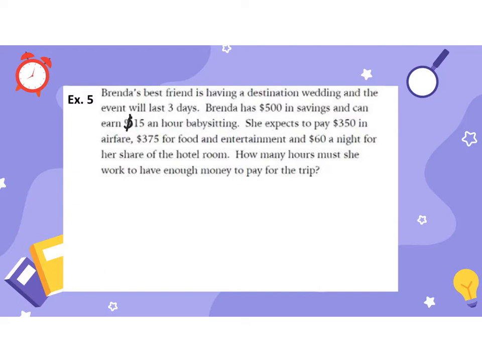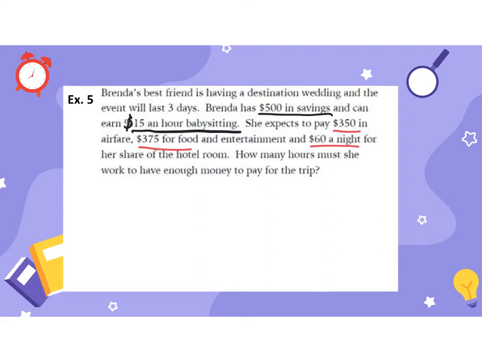$500 in savings. Good. That seems important. What else? $15 an hour babysitting. Okay. What else? $350 in airfare. Yep. $375 for food. $60 a night to share the hotel room. Mm-hmm. 3 days. And then what am I solving for?